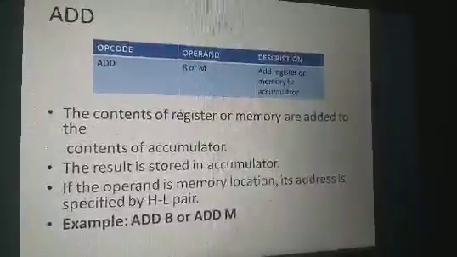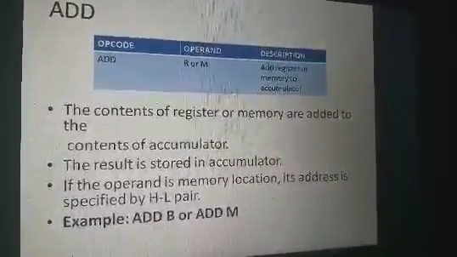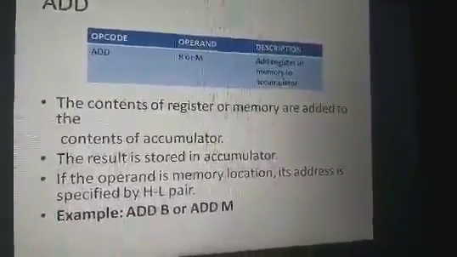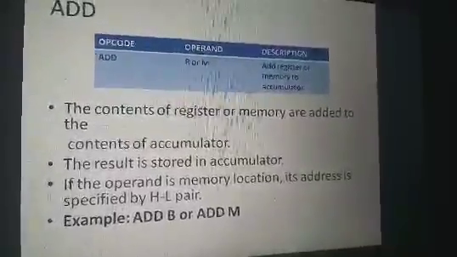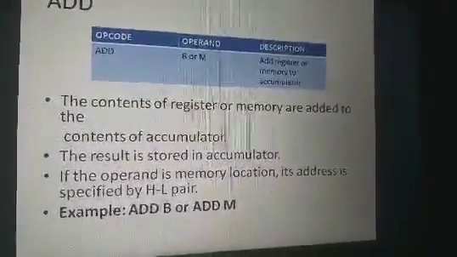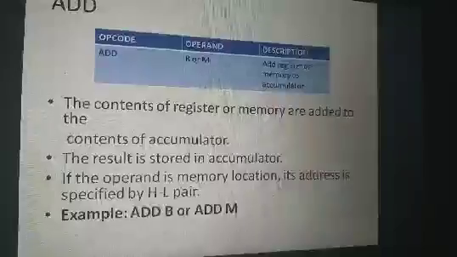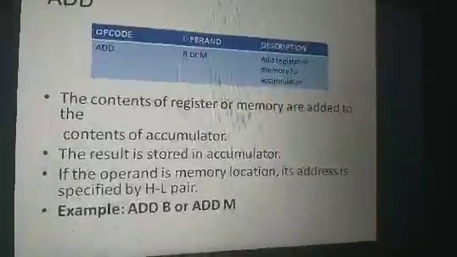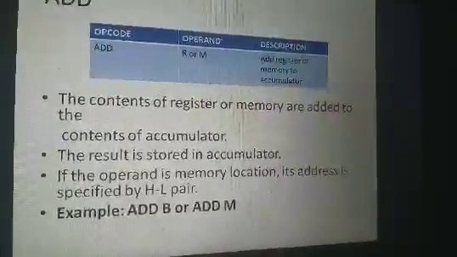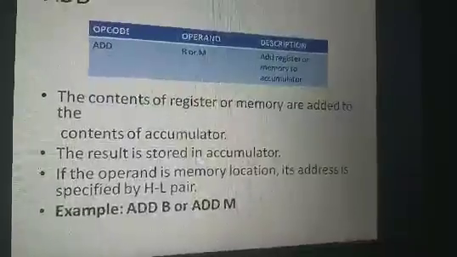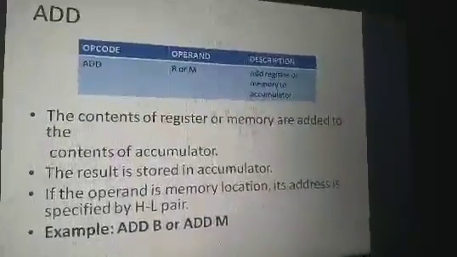We have taken here B. You can take register C, D, E, H, L. Now, what does this ADD B mean? This ADD B means the content present in register B and the content present in register A are added, and the answer is finally stored in register A.